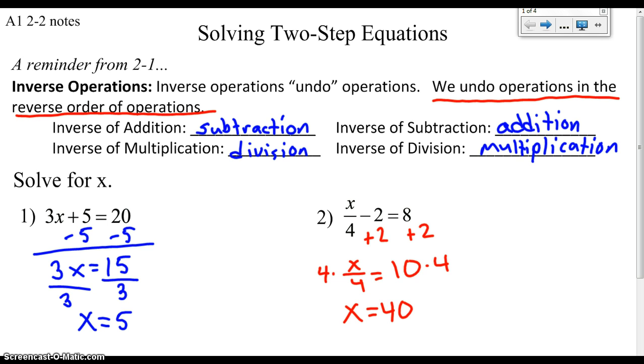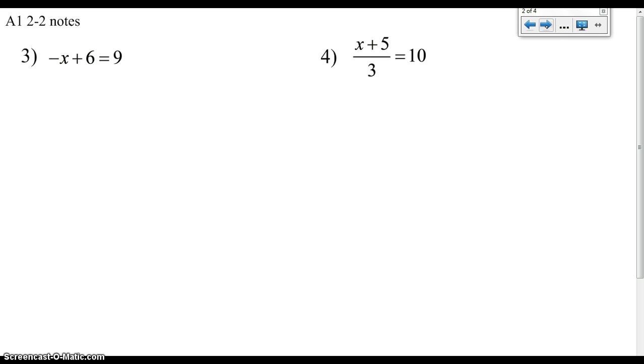Why don't you pause the video right here, work through the next 2 problems on your own. Okay, welcome back. I'll walk through these just to show you what hopefully you came up with. In this particular problem, we would need to start by subtracting 6. So we'd have a negative x equals 9 minus 6, or 3, and then divide by negative 1. And that gives us x equal to negative 3.